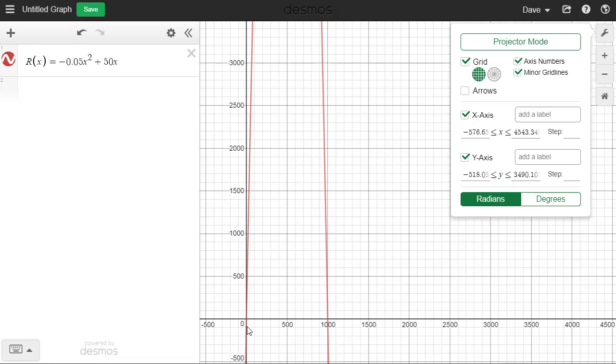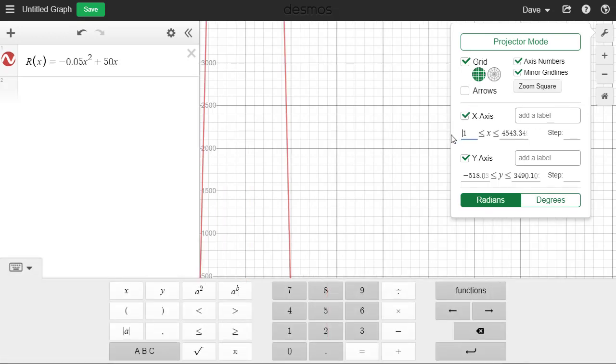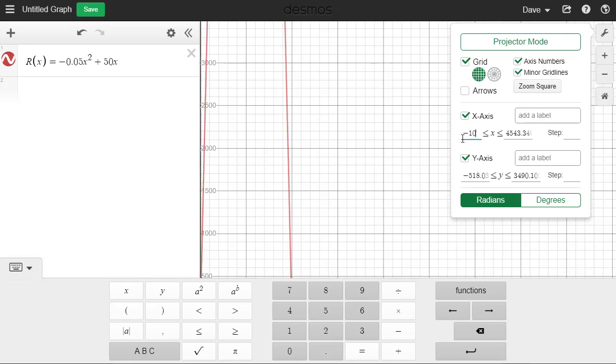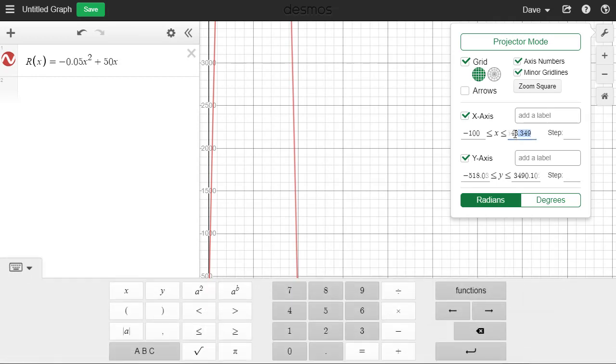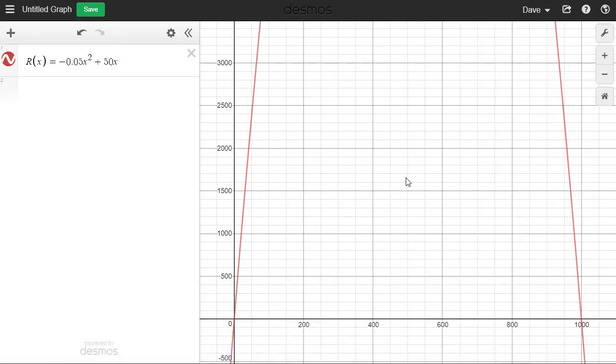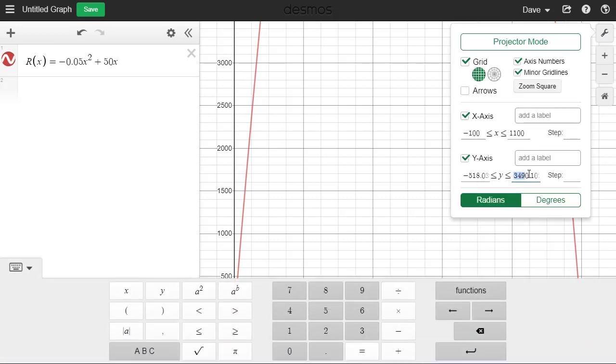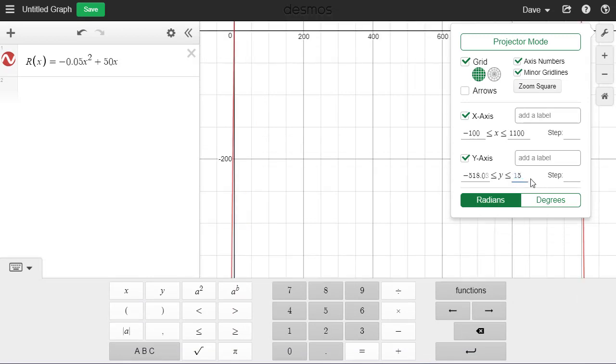So I see that my particular parabola is crossing over at 0 and 1,000. So I'm going to go ahead and make my graph go from, let's see, so click there. I'm going to go from negative 100. I'm going to erase what's there and go up to 1100. Now you can see that the graph horizontally stretches all the way across the window that I have here. Now I definitely need to go up higher here. So let me go ahead and hit the wrench, and let's try to go up to something like maybe 15,000.